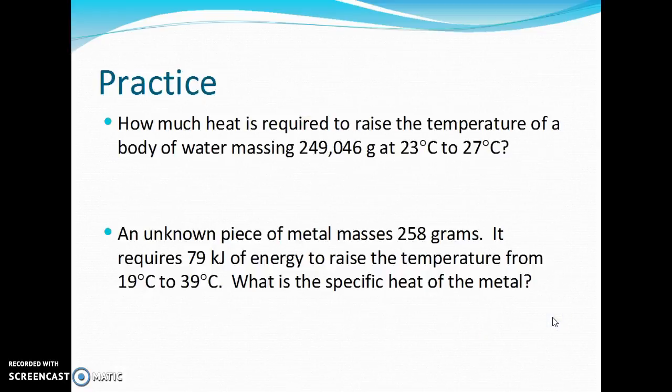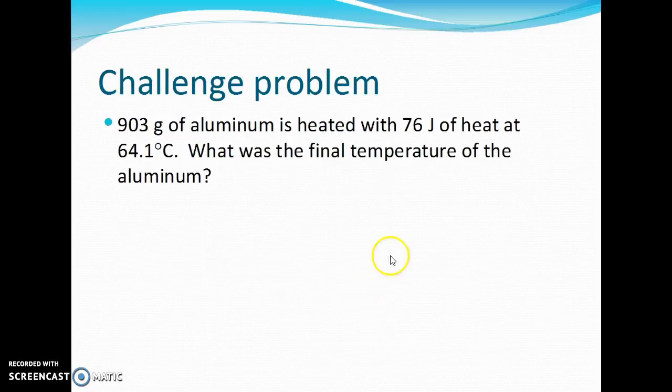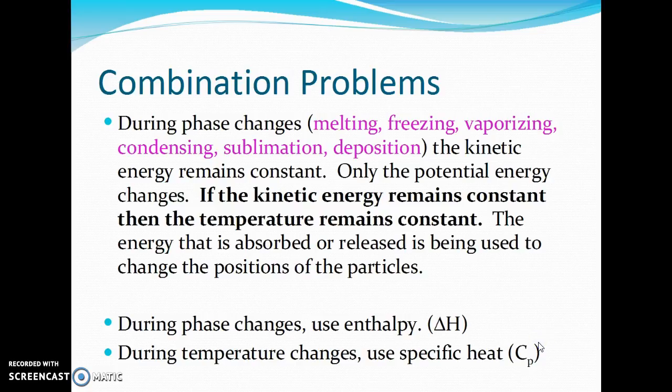So you can now practice with these two problems, and if you use the formulas that you have learned, you should be able to answer these questions. Here's a challenge problem. Given an amount of aluminum and an amount of heat put into it, what is the final temperature of the aluminum? And you can go back to a previous slide to find the specific heat capacity of aluminum.